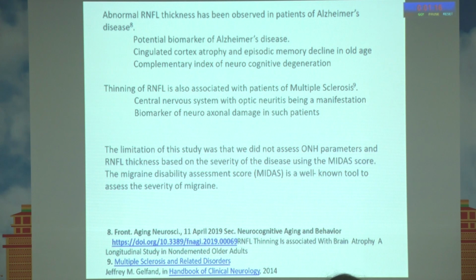The thinning of RNFL is also associated with patients of multiple sclerosis. As we all know, multiple sclerosis is a central nervous system disease with optic neuritis being a manifestation. So, it can be considered as a biomarker of neuroaxonal damage in such patients.